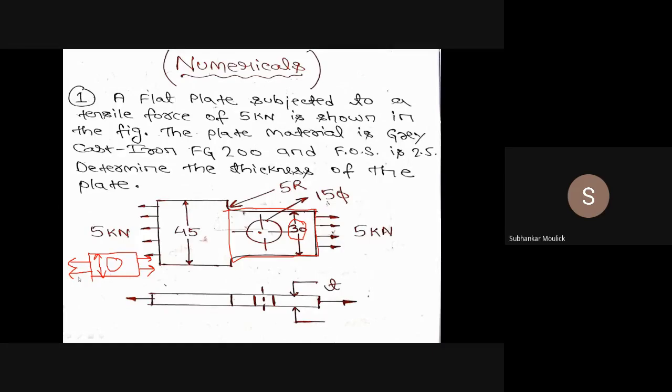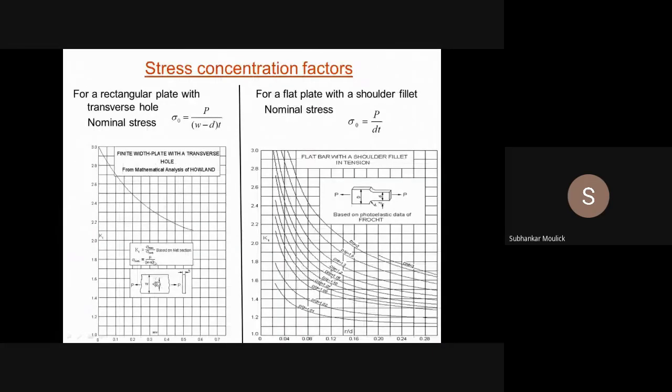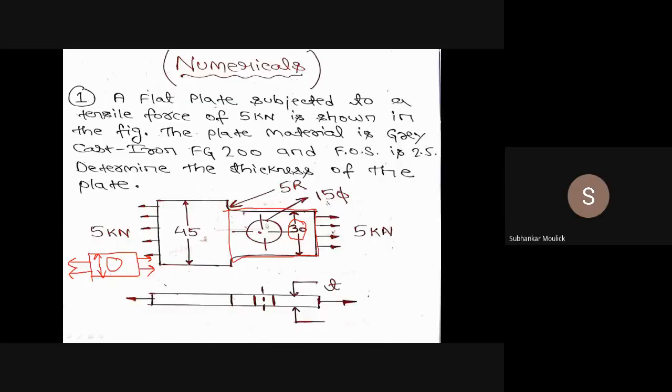D, small d. This is the diagram. Small d is nothing but this A. See the equation for nominal stress: P divided by width minus the dia of the hole which you have drilled. Here the dia of the hole is A. I have replaced this A by small d. So this small d is not 30. This small d is how much? This small d is 15. Sir, 15.